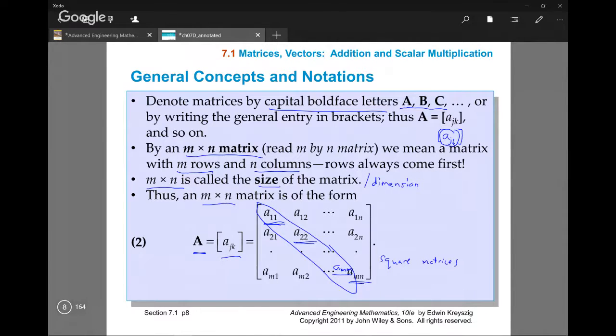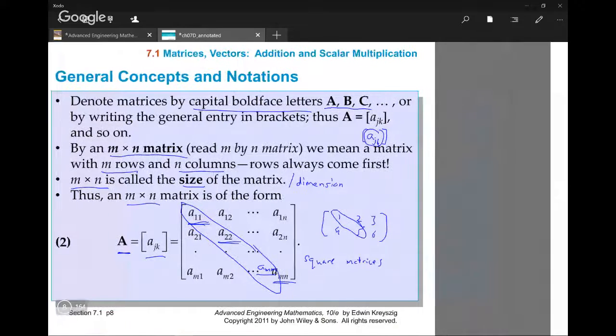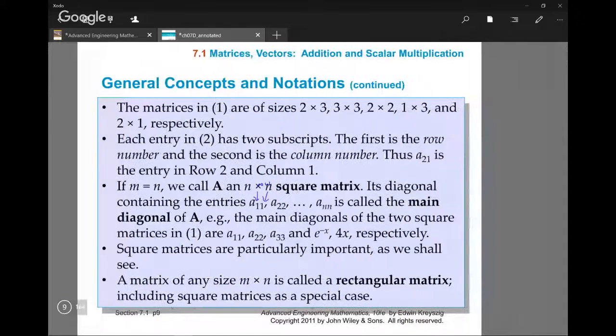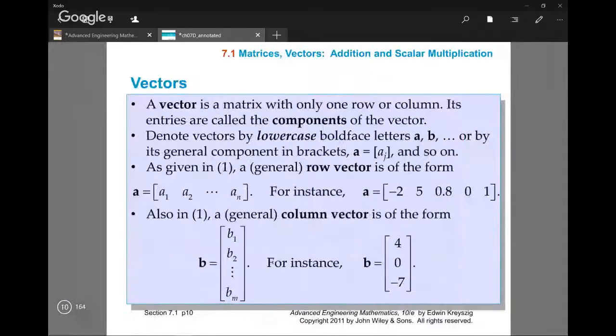Well, rectangular matrices also have diagonal elements, but they look weird, right? So suppose you have 1, 2, 3, 4, 5, 6. It does have these two diagonal elements, but we commonly only reference diagonal elements in square matrices. All right. Anything else? Yeah, vectors.